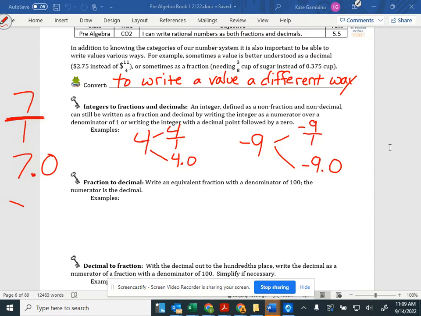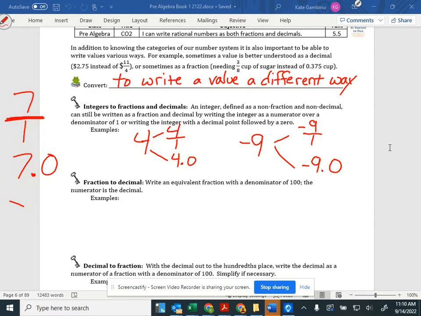Okay. So now a fraction to a decimal, this one's going to take a little bit more thinking. So write an equivalent fraction with a denominator of 100, and then the numerator is going to become the decimal. And when we first hear that, we go, whoa, wait, what? Let's walk through what that looks like, and it's going to make a lot more sense.